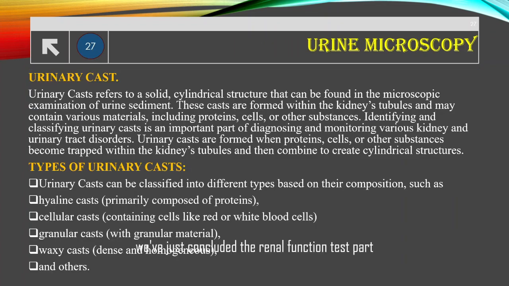We've just concluded the renal function test part. Now, let's talk about urine microscopy. Urine microscopy is where you get a urine sample. Of course, there's a way in which you have to get that urine, and that's a story for another day. You get that urine sample and take it to the lab, where they check it under a microscope, on a slide.